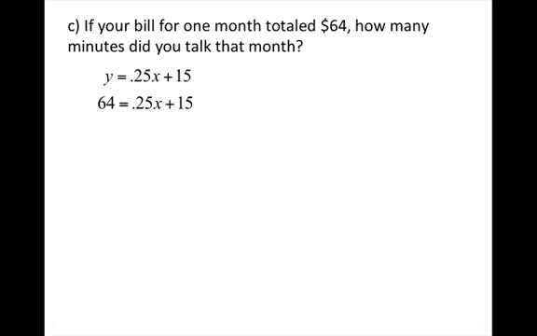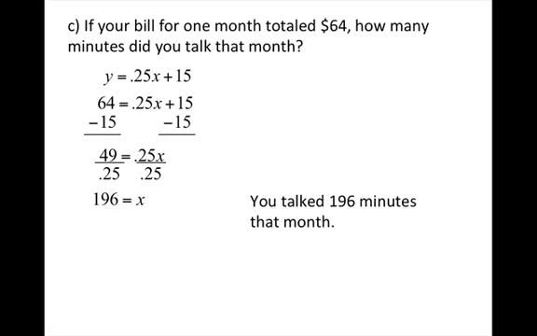To solve for x, I subtract 15 from each side. So I get 49 equals 0.25x. Now divide each side by 0.25, and I get 196 equals x. X was the number of minutes used, so I talked 196 minutes that month.